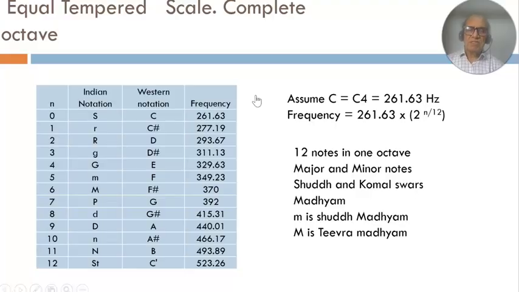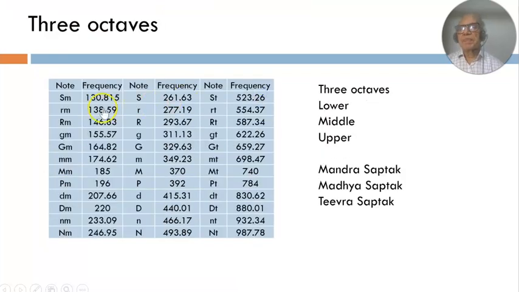Now when music is generated, when melodies are created, more than one octave is often used, and we are going to concentrate on 3 octaves, although more also could be used, but we are going to concentrate on 3 octaves where most of the melodies can be created.